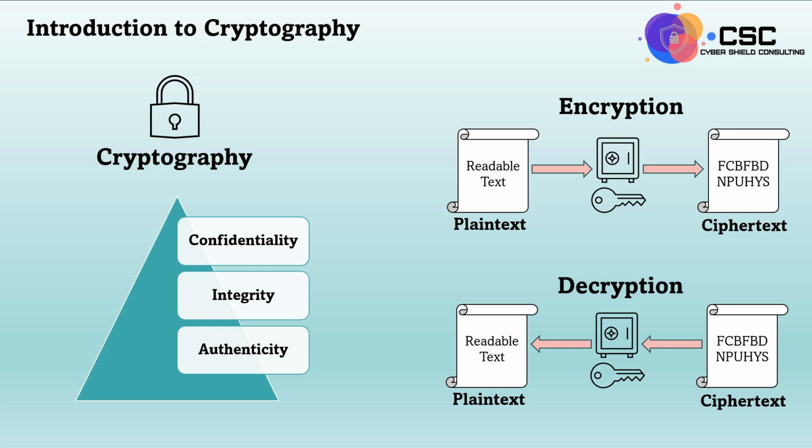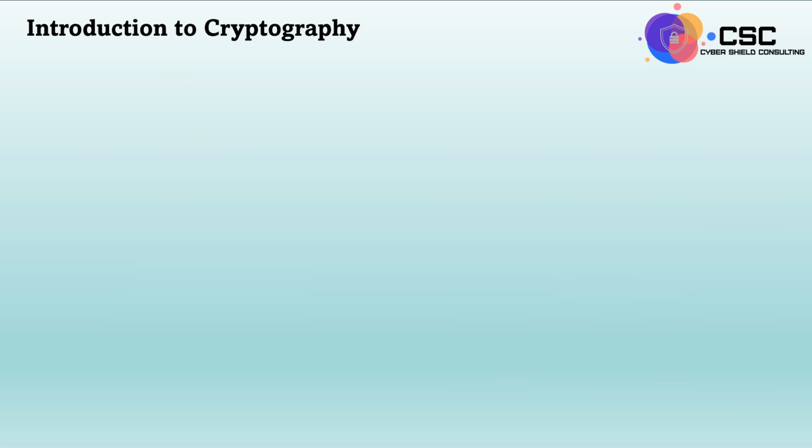Encryption secures data while decryption allows authorized access. As we move forward, we'll explore different types of encryption techniques and how they are used in real-world applications. Now that we understand the basics of cryptography, let's dive deeper into how encryption works.